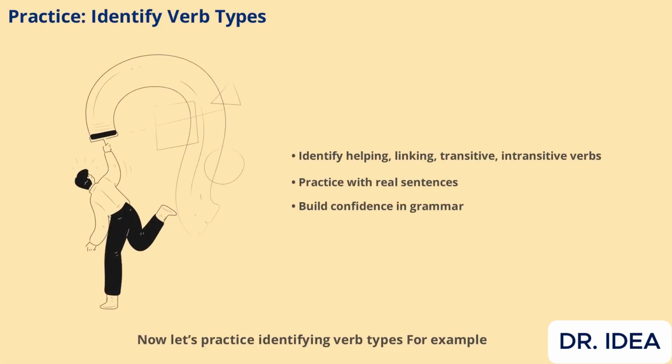Now let's practice identifying verb types. For example, in "they are playing football," are is a helping verb and playing is the main verb. In "she became tired," became is a linking verb. In "the baby laughed," laughed is an intransitive verb. In "he broke the glass," broke is a transitive verb. And in "I can drive," can is a helping verb and drive is the main verb. Practicing with real sentences helps you recognize verb types quickly.